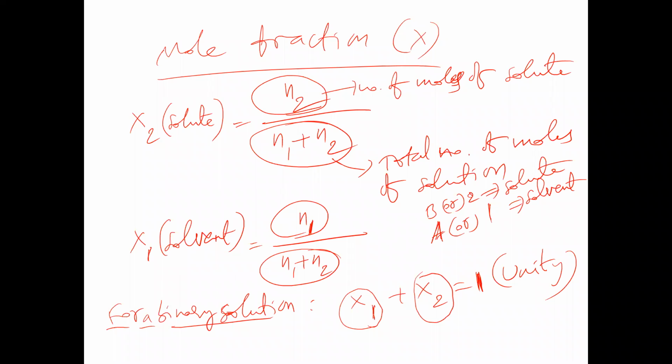So X1 is mole fraction of solvent plus X2 mole fraction of solute is always equal to 1. If I have already calculated the X2 value, the X1 value directly is 1 minus X2. Otherwise, X2 is equal to 1 minus X1. So this is mole fraction of solute and mole fraction of solvent. The sum of mole fractions of all the components of the solution must be equal to 1. So this condition we have to understand here.